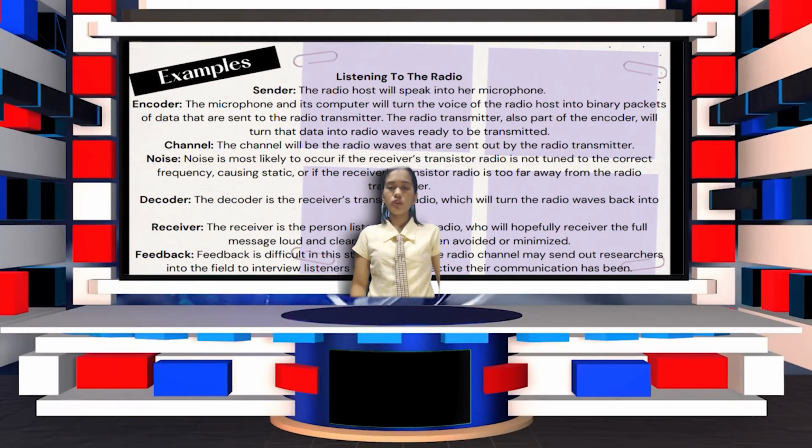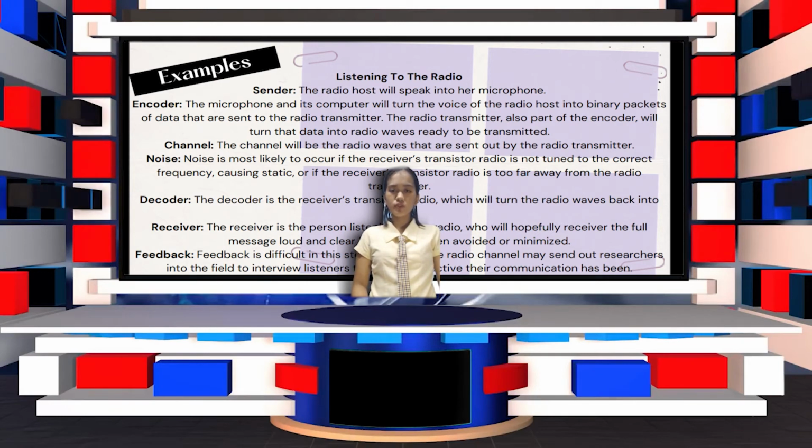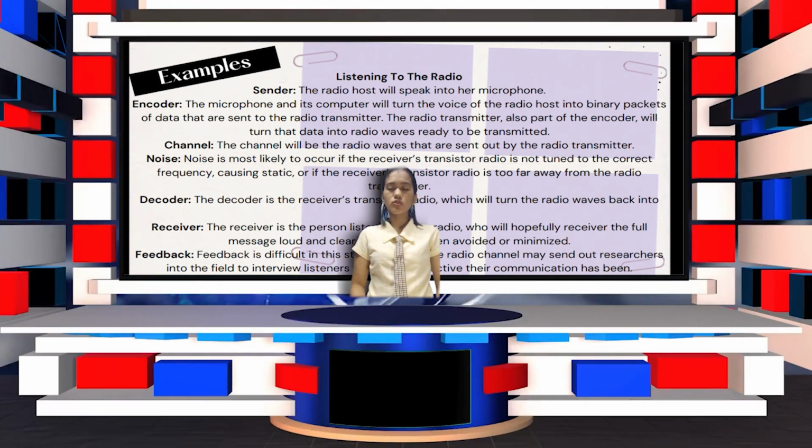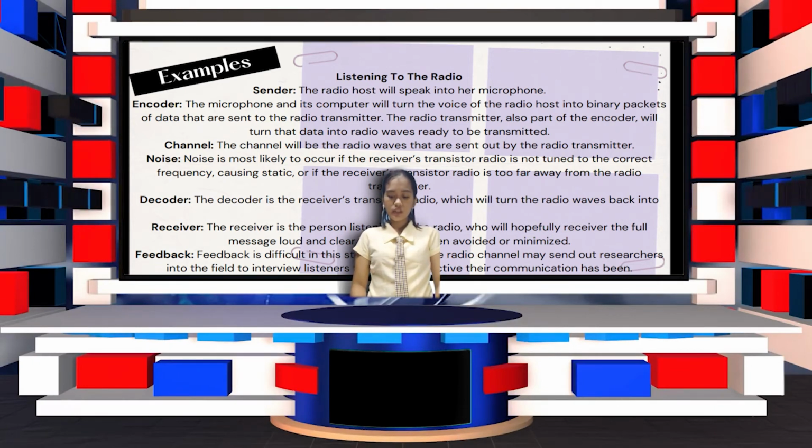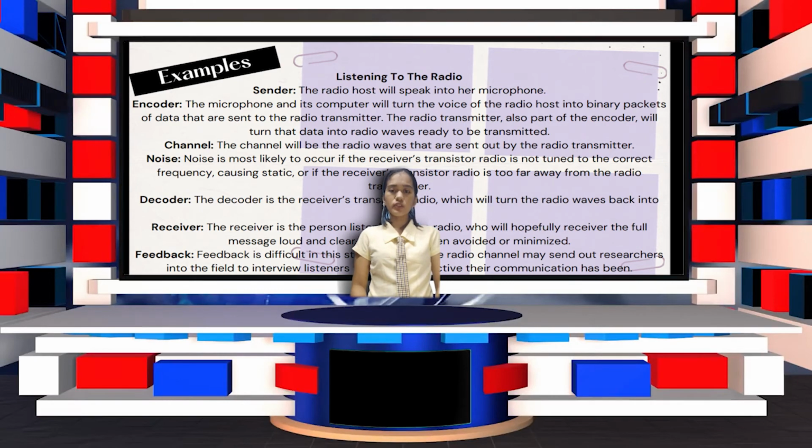Here is another example of the Shannon-Weaver model of communication. Listening to the radio. We have sender, encoder, and channel. In the sender, the radio host will speak into his microphone. The encoder. The microphone in his computer will turn the voice of the radio host into binary packets of data that are ready to be transmitted. The radio transmitter is also part of the encoder. It will turn that data into radio waves ready to be transmitted. The channel will be the radio waves sent by the radio transmitter.